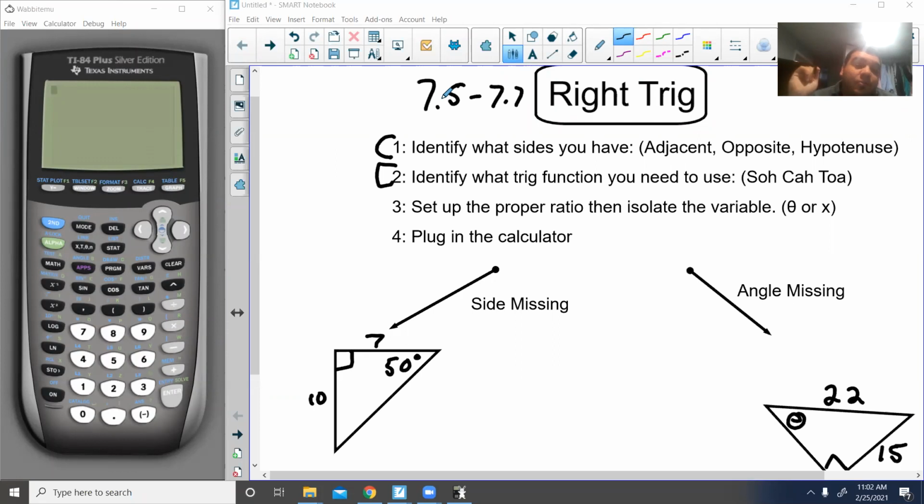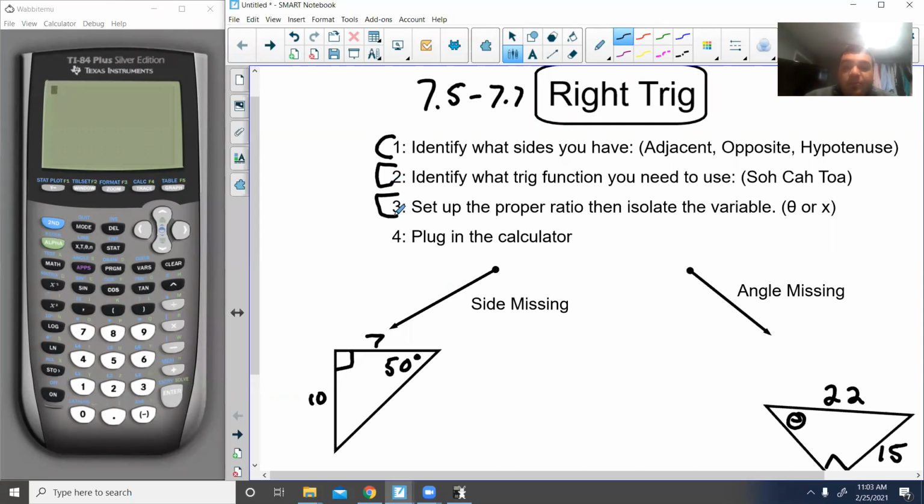Not only does it tell you which ones to use, it also tells you which one's on top and which one's on bottom. It's always in the correct order. So it will be sine of theta equals the opposite side over the hypotenuse side. So it gives you both the order and which one you use. Very useful.